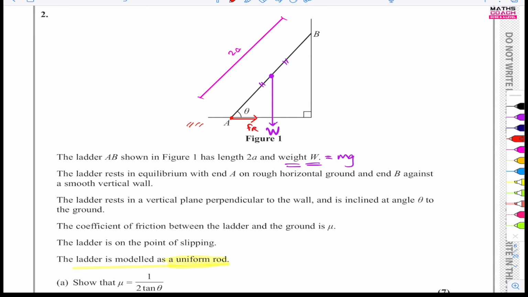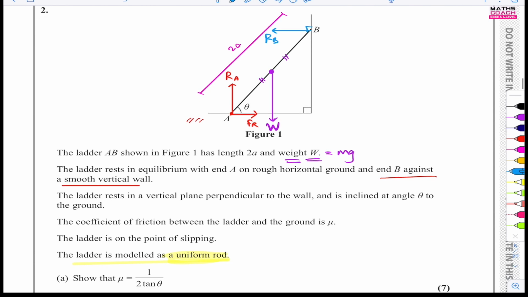Now, point A of the ladder is pushing down on the ground, so the ground must be pushing back up, and it will be perpendicular to the ground. So this is going to be our reaction A. This is just how I do the notation. That's the reaction at A, and that's the friction at point A. The other end B rests against a smooth vertical wall. So at point B, we don't have any friction because it's smooth, but we definitely have contact. Therefore, we're going to have a normal reaction off the wall, which is perpendicular to the wall. And that's reaction B.